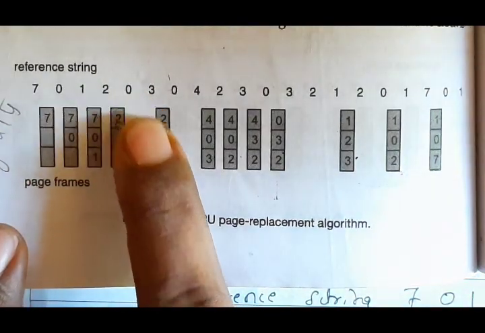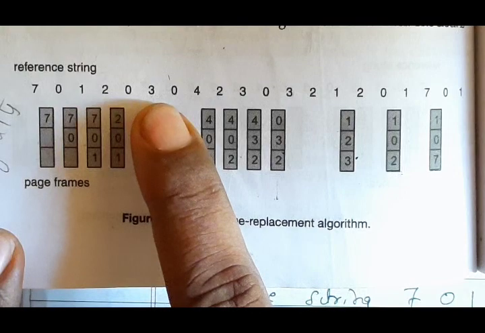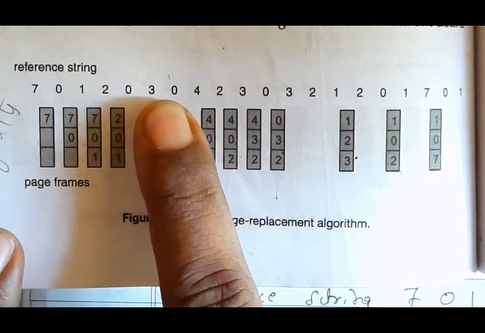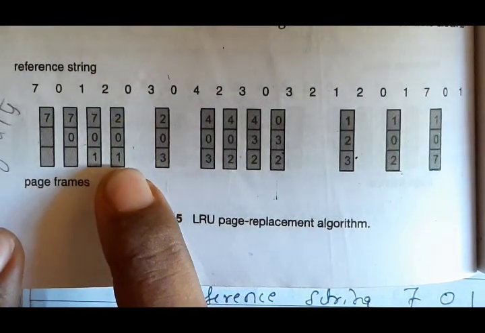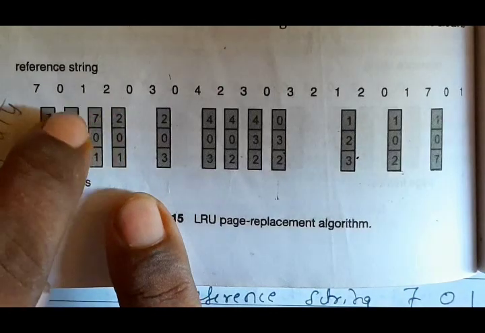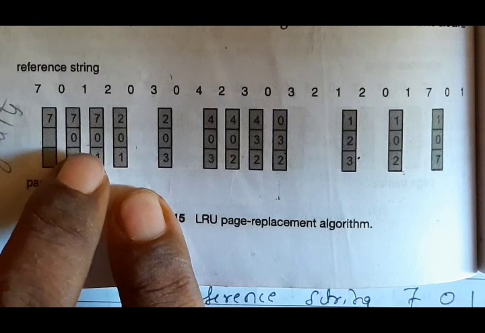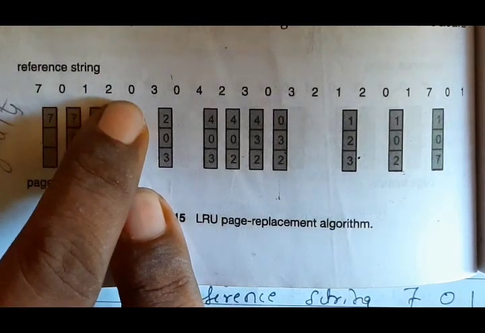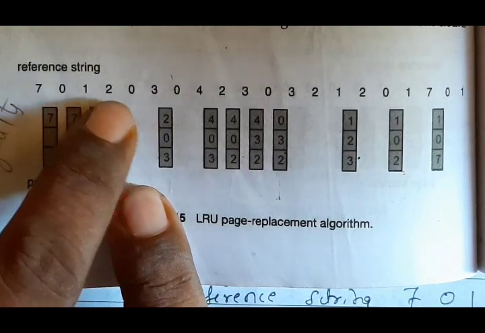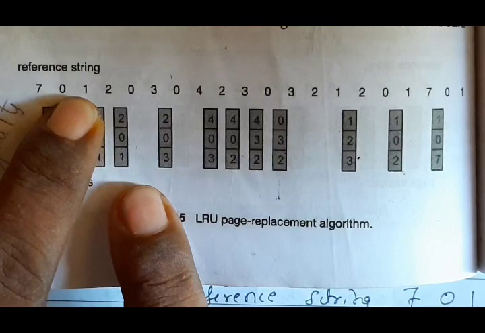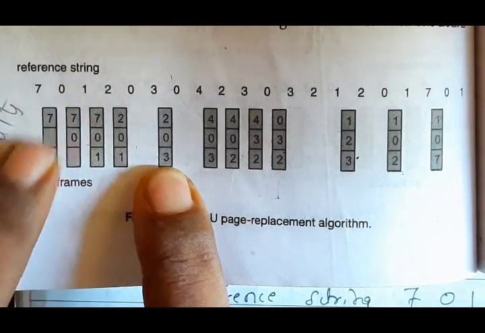Next page is page 0. Page 0 is already present here, so no replacement. Next, the CPU demands page 3. Page 3 is not present here, so you need a replacement. Which one do you have to replace? 0 is most recently used, and 1 is the least recently used. So in place of 1 you have to place 3. Clear, no?